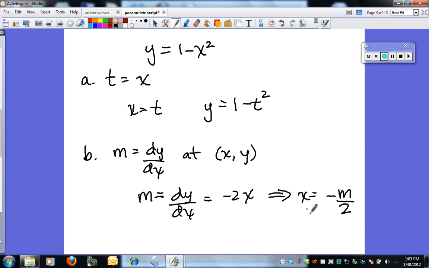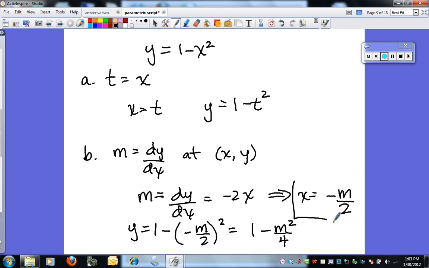This produces a parametric equation for x. To obtain one for y, we need to substitute this into the original equation. So y equals 1 minus (negative m over 2) squared, which is equal to 1 minus m squared over 4. So my two parametric equations are going to be this one and this one set equal to y. Again, parametric equations are just equations that have a third parameter. We have x, y, and in this case our third parameter is m.